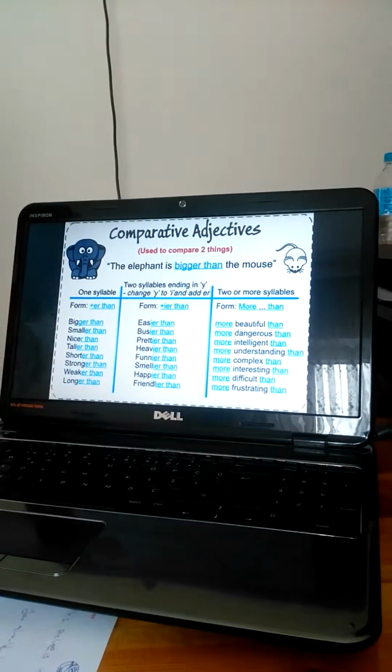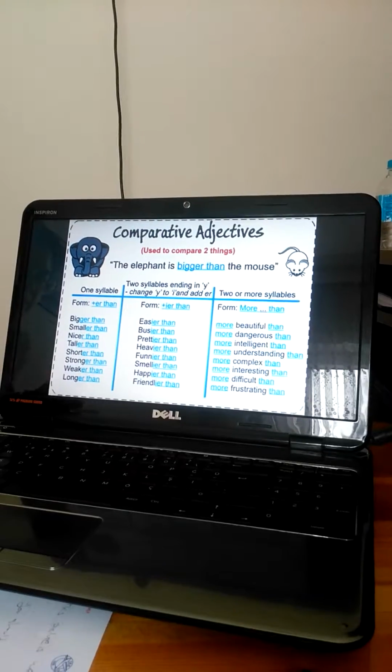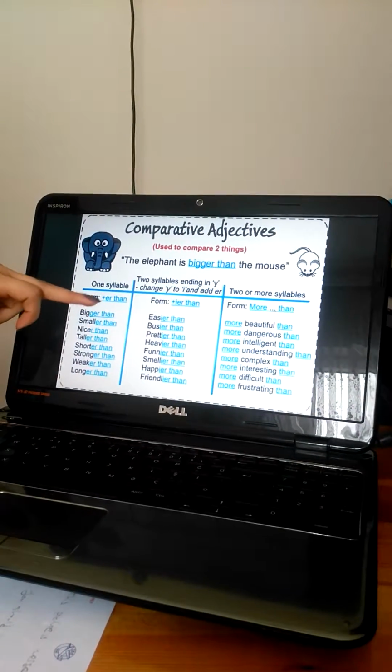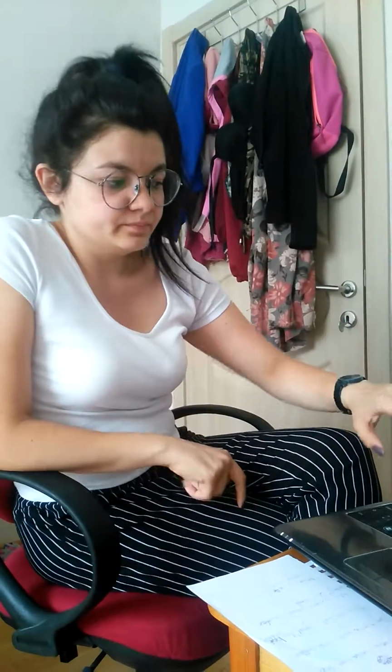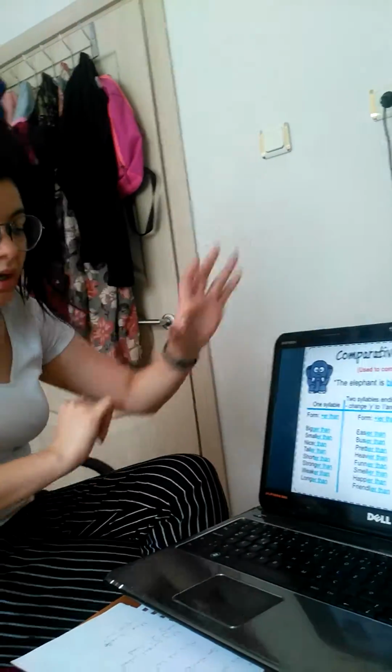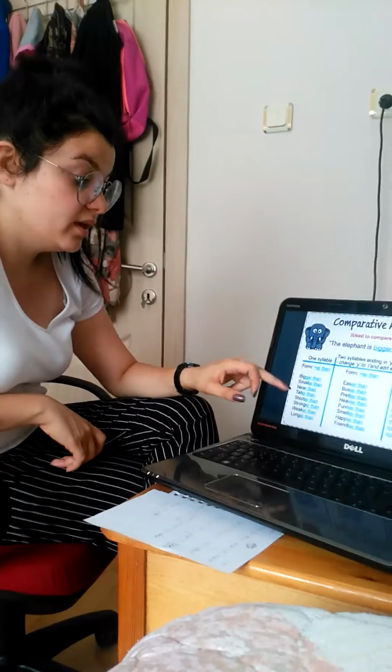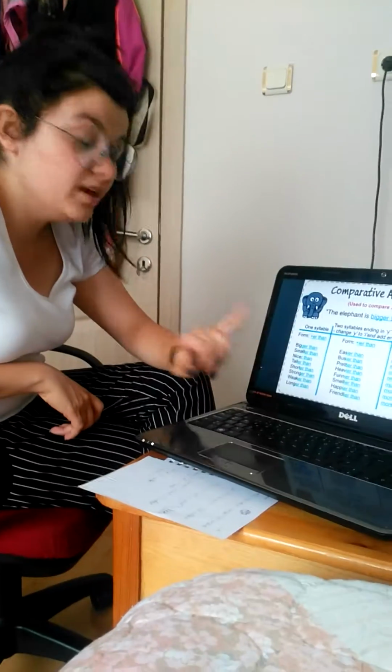Comparative adjectives, as we talk about, form than, more than. These are only e and r plus e and r. Generally, we have to say bigger, double G. Not only one G. We have to learn it.